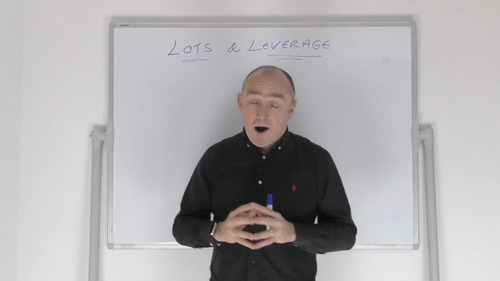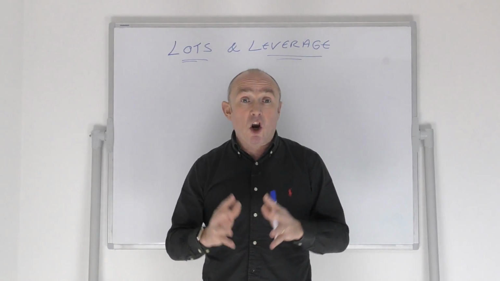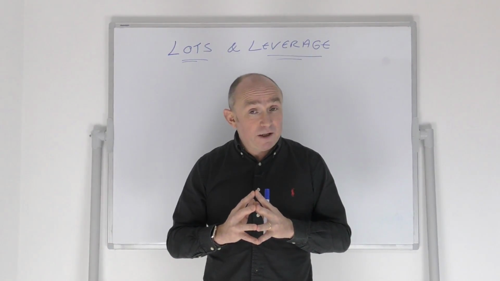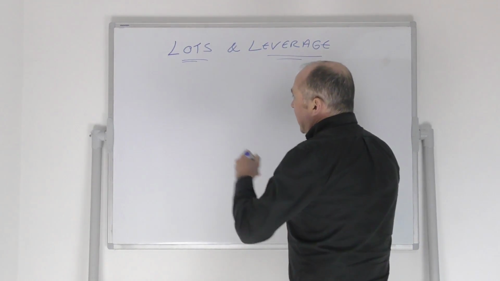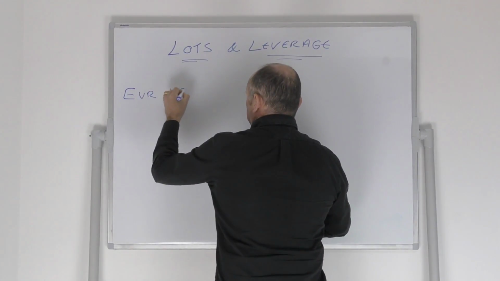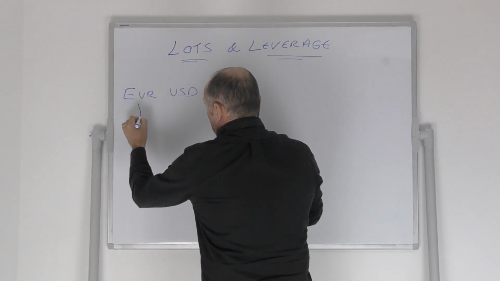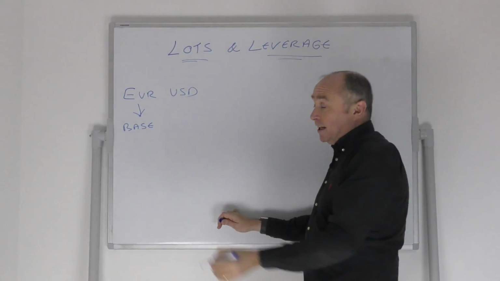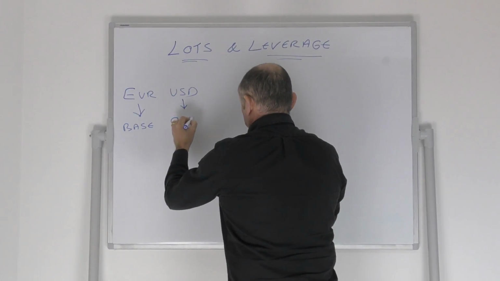Now, at this juncture, I want to introduce you to a buzzword that you will become familiar with, and that is the word lot or lots. Now, in Forex, a standard lot represents 100,000 units. Let me explain. When you see a Forex pair, it's normally made up of two individual currencies. You've got the first currency, which is referred to as the base currency, and the second currency is referred to as the quote currency.